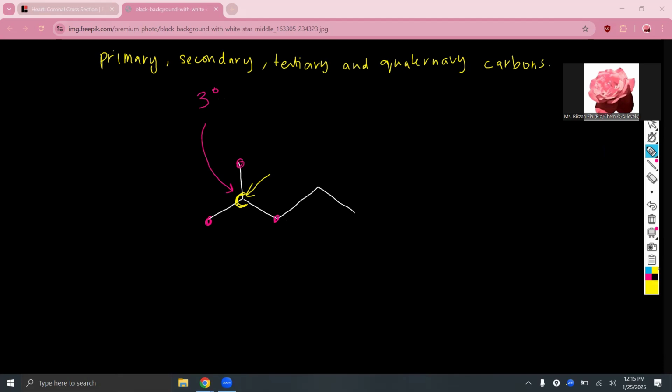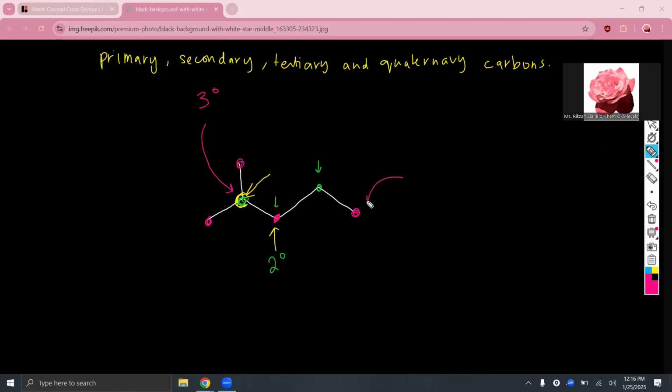Now let's talk about this carbon right here. As you guys can see, again, let me change the color really quickly. This carbon is attached to 2 carbons. One carbon here, and the second carbon is here. Any carbon that is attached to 2 carbons is going to be our secondary carbon. So this carbon right here is our secondary carbon. This carbon right here is also a secondary carbon because, as you guys can see, it's bonded and attached to 2 other carbons. One carbon right here and the other carbon being there.